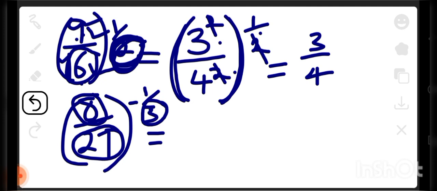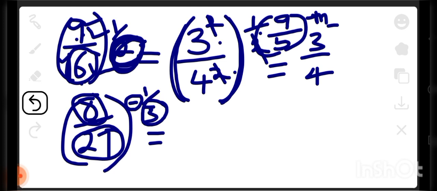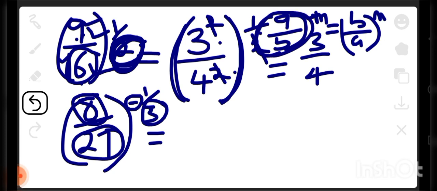But first, let's remove this minus sign. To remove that minus sign, look at what you do. It's a very simple thing. If you have (A/B) raised to power minus n, it's the same thing as (B/A) raised to power n. What you just do is take the reciprocal of this inner fraction. Then the minus sign will go.